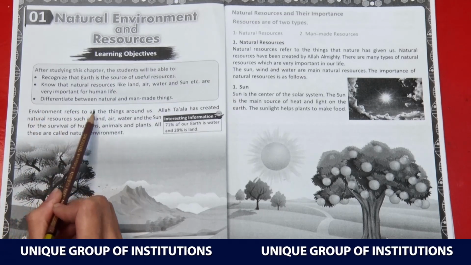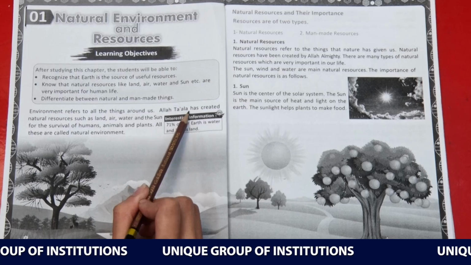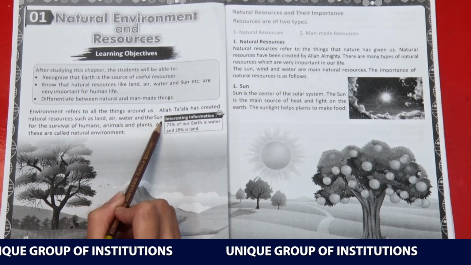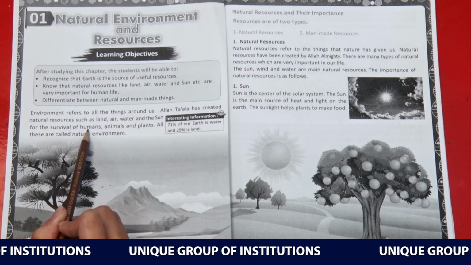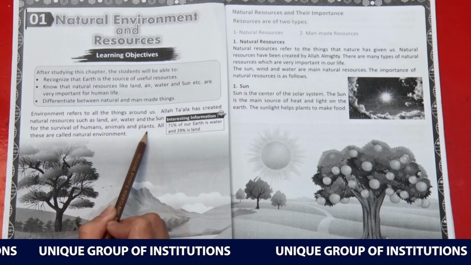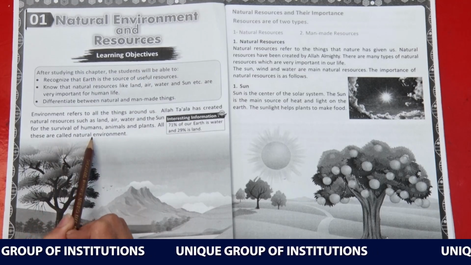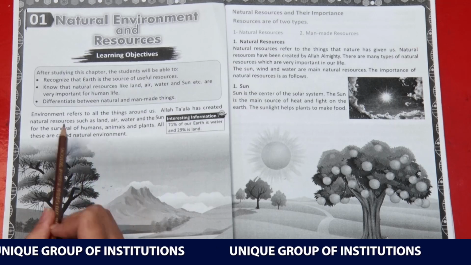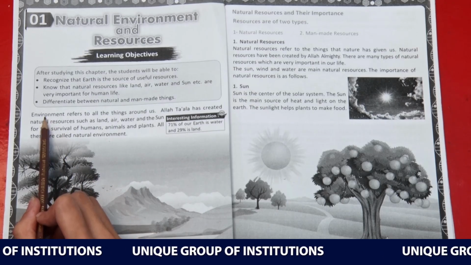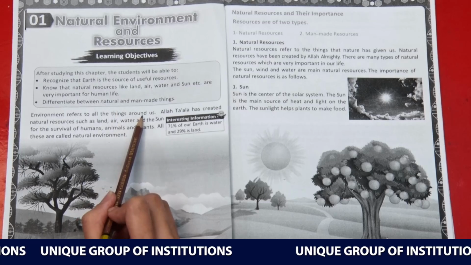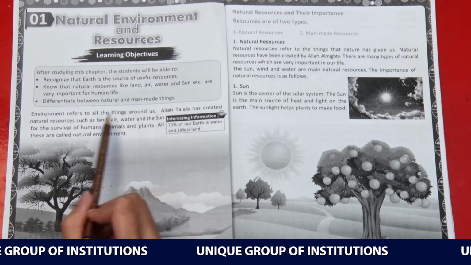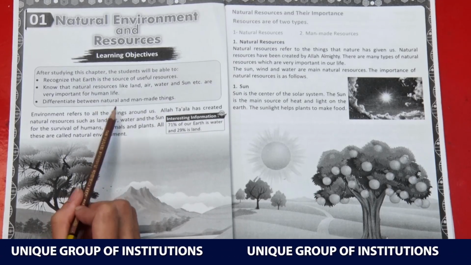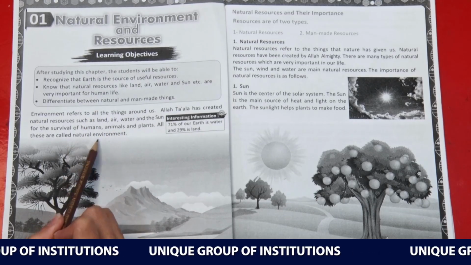Environment refers to all the things around us. Allah Ta'ala has created natural resources such as land, air, water and the sun for the survival of humans, animals and plants. All these are called natural environment. Here we are talking about environment and natural environment. The things that are around us, created by Allah for the survival of humans, animals and plants, make up the natural environment.